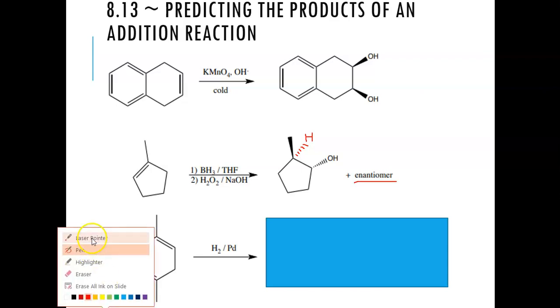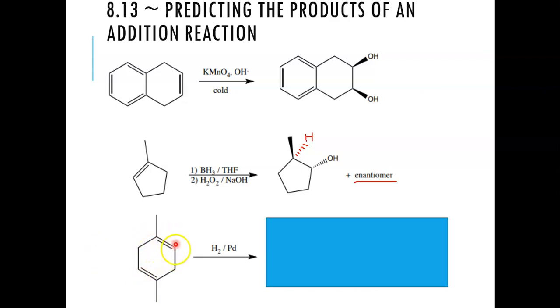And then our last one here, we have a structure with 2 alkenes. It's not a benzene ring, just 2 alkenes in the same structure, and we're reacting it with hydrogen and palladium. So we know what we're adding: 2 hydrogens. Again, we don't need to answer that regiochemistry question because each carbon's getting a hydrogen. And our stereochemistry question is that it's going to be a syn addition. So they're both going to be wedges or both going to be dashes.